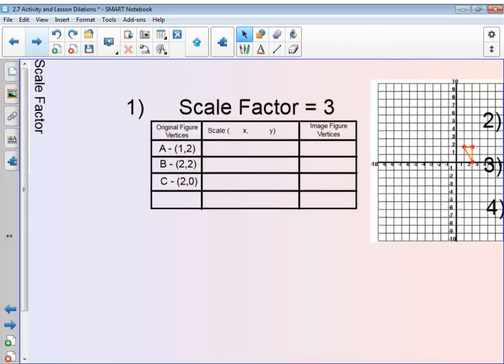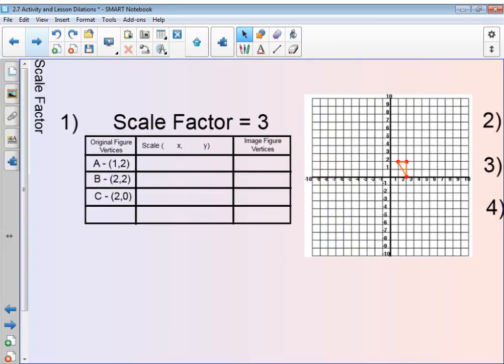All right, so this is going to be very similar to what we worked with in our activity. Here we have our figure, and the coordinates are set up over here on the side as 1, 2, 2, 2, and 2, 0. So we're going to pick a scale factor, and they picked it for us. They want us to use a scale factor of 3, which means we're going to multiply each of these by 3. So if I take 3 times x, this is what I'm doing. Okay, that's my first set of coordinates. Notice my x was 1. And then I'm going to do comma 3 times 2.